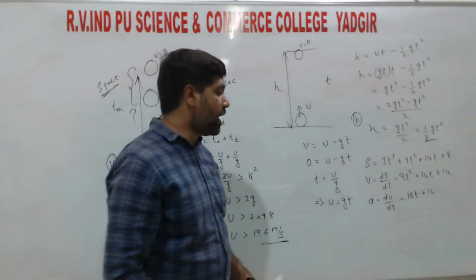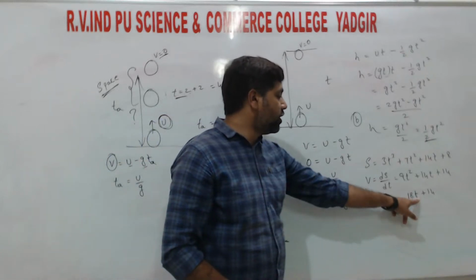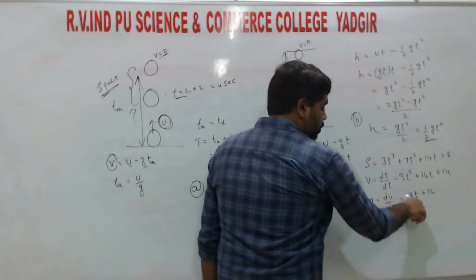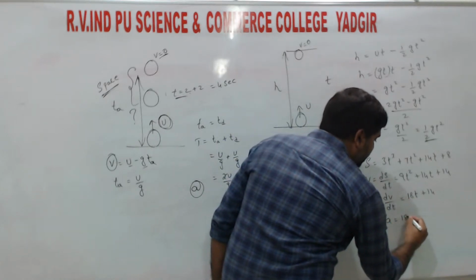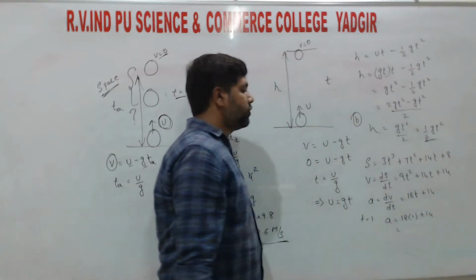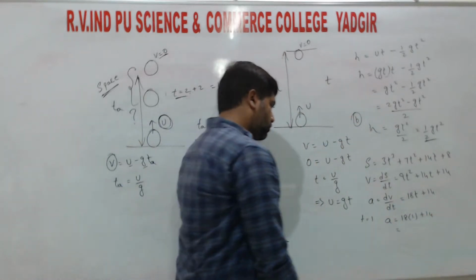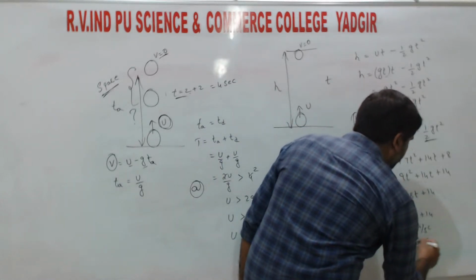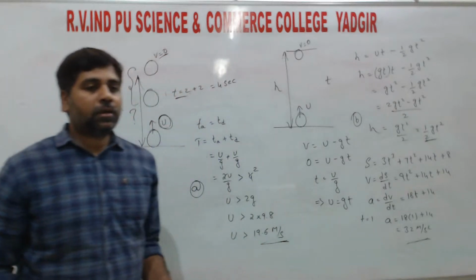So we need to find the acceleration a when t is equal to 1 second, right? So when t is equal to 1 second, substitute here: a is equal to 18 into 1 plus 14, right? So 18 plus 14, that is 32 meter per second square, right?